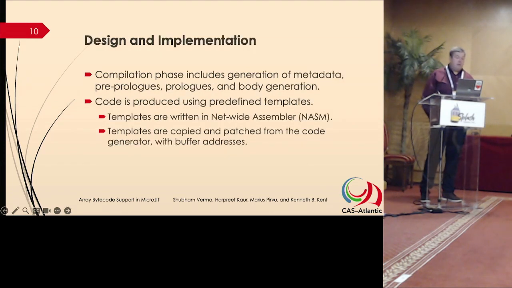The compilation phase includes the generation of metadata. It does the pre-prologues, the prologues, and the body generation. So the meta generation phase involves parsing the method signature, mapping the incoming parameters, and allocating the code cache for the method. The pre-prologue generation phase includes instructions to detect if the program stack is getting too full. And then the prologue generation phase includes instructions to save the previous base pointer and certain registers onto the stack. Then it sets the new base and stack pointers for the method.